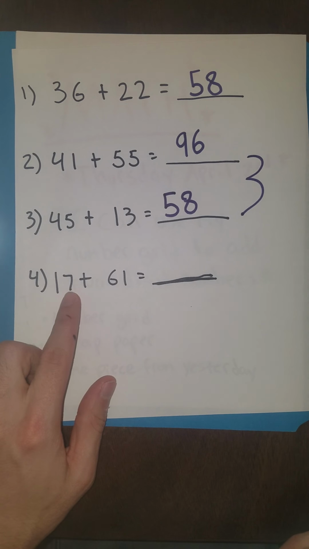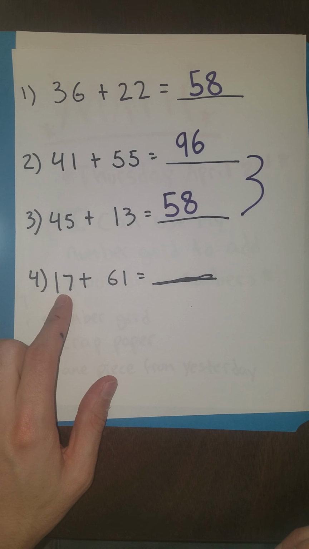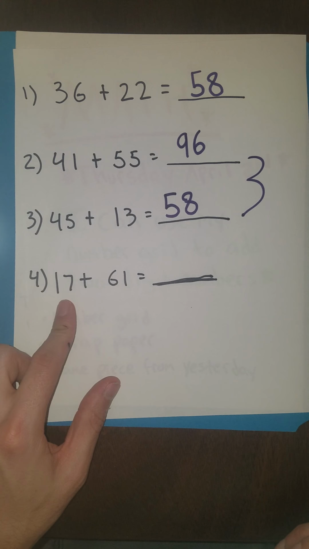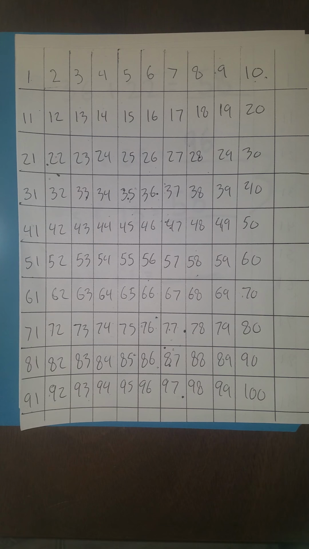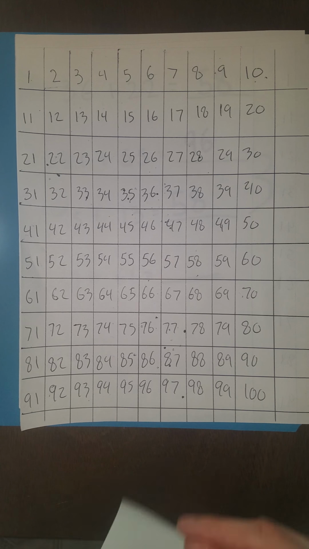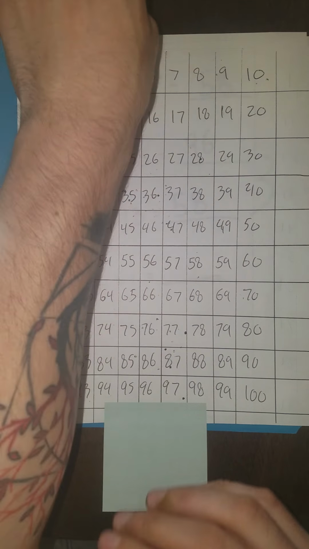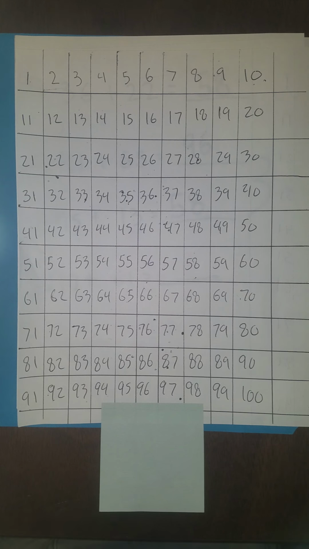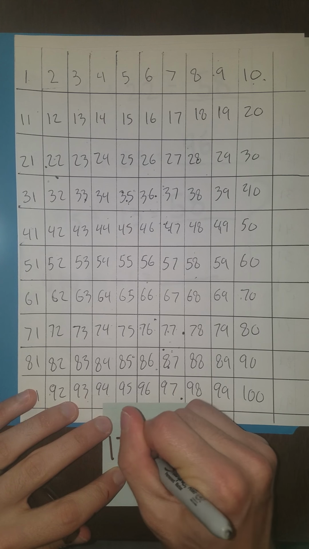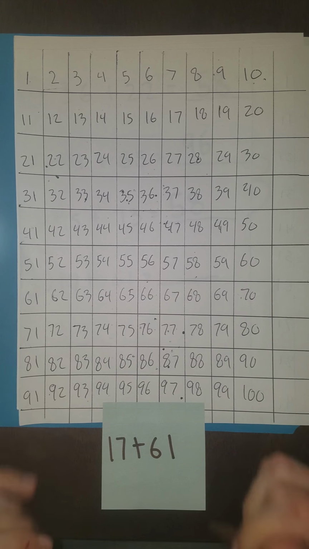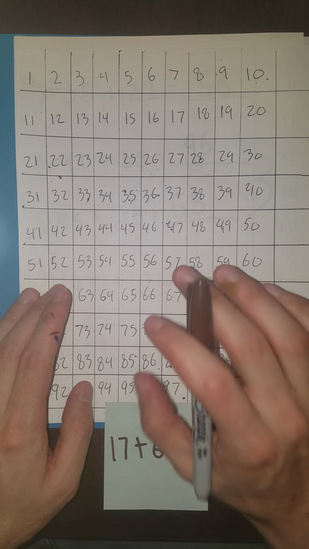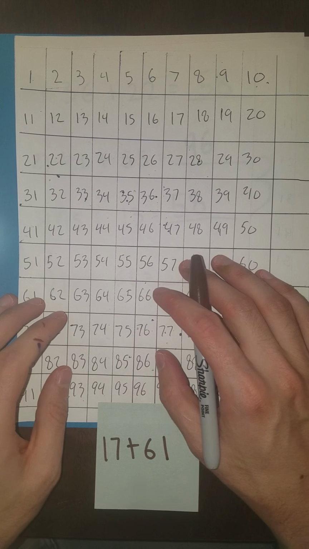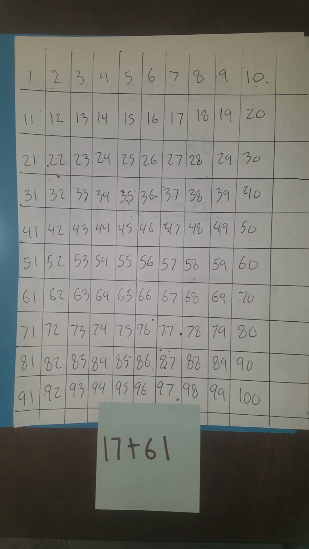Now, let's write this problem down. You'll try it on your own, and then we'll go over it and see how we did. 17 plus 61. So let's get that down. 17 plus 61. So you can go ahead and try and solve that. Pause the video. Once you've solved it, come on back and we'll see if we got the same answer.